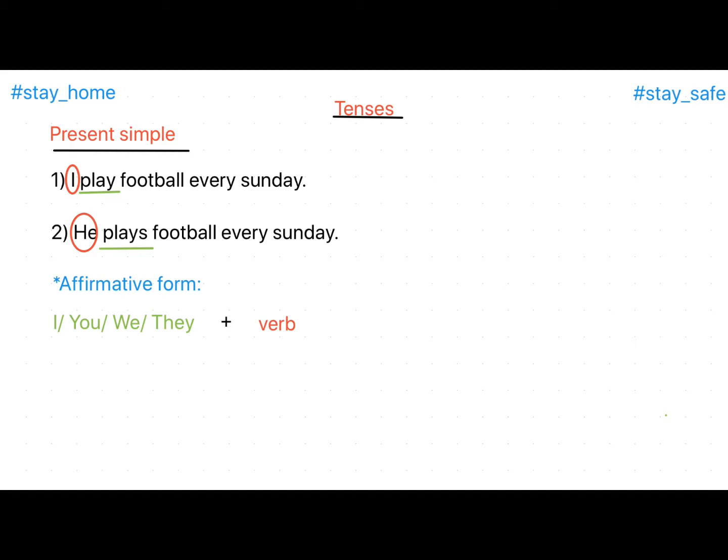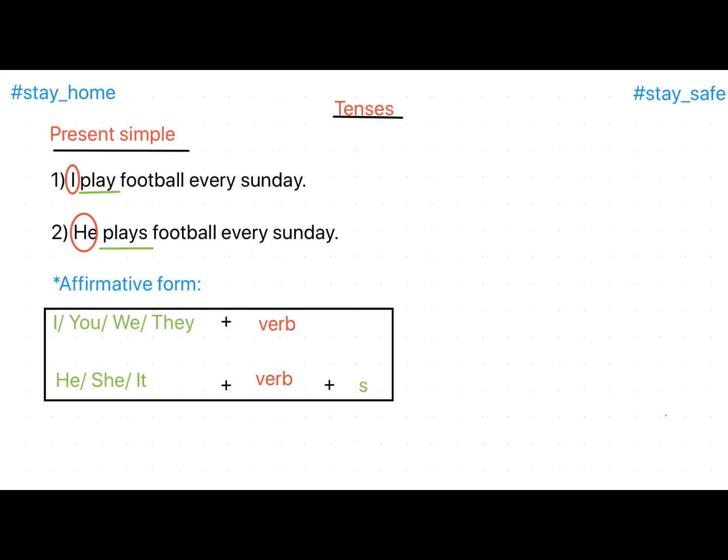Is it clear? Now let's see if we have the other subject pronouns, which means he or she or it. What are we going to do? So we have he or she or it plus the verb plus s. And this is the affirmative form of the present simple: I or you or we or they plus the verb, and if we have he or she or it we add the verb, then we add an s to the verb. Example: I play, you play, we play, they play, or he plays, she plays, it plays.